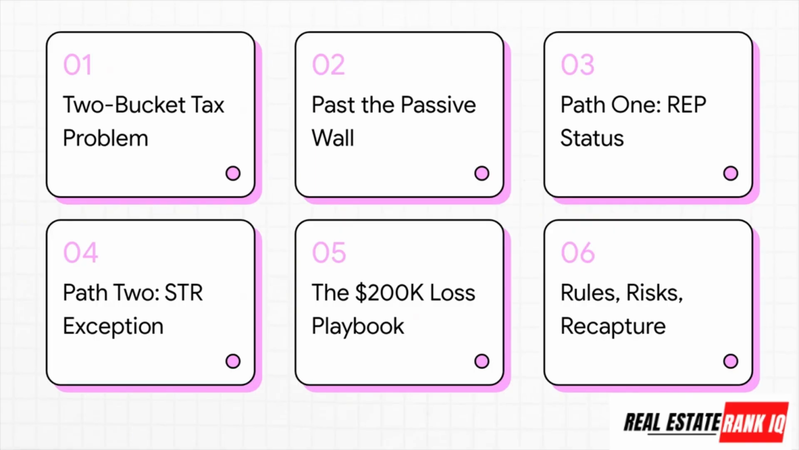Okay, so here's the plan. First, we'll tackle what I call the two-bucket tax problem. Then, we'll look at the gateways past the passive wall. After that, we'll dive into two key paths, the REP status and the short-term rental exception. Then comes the fun part, a real-world playbook showing a massive loss. And finally, we'll cover the really important stuff, the rules, the risks, and something called recapture.